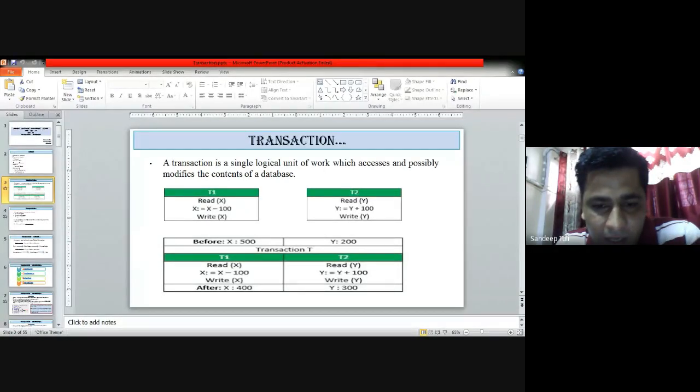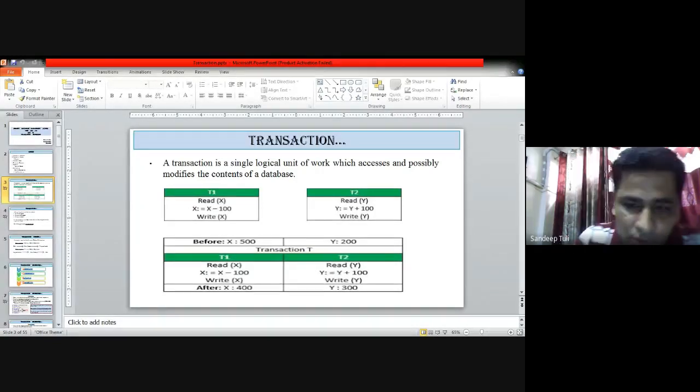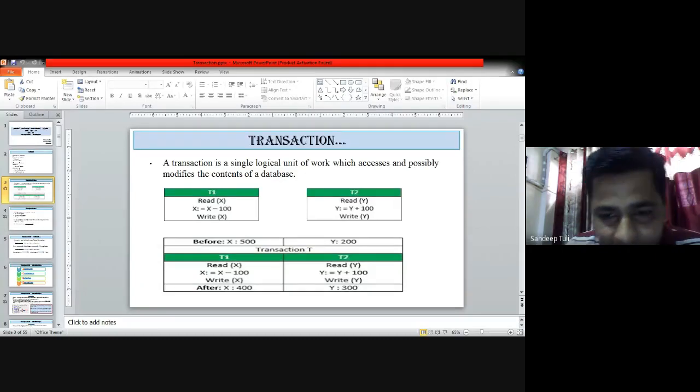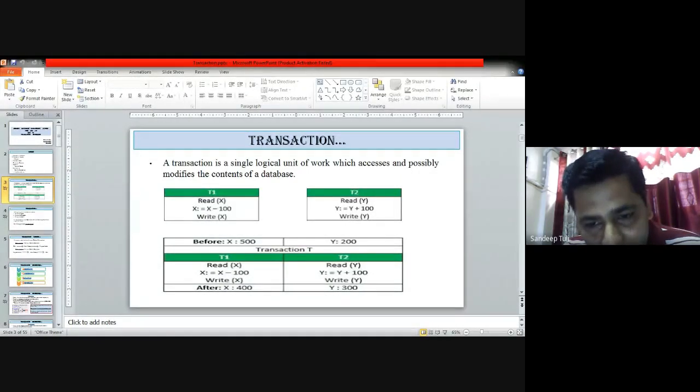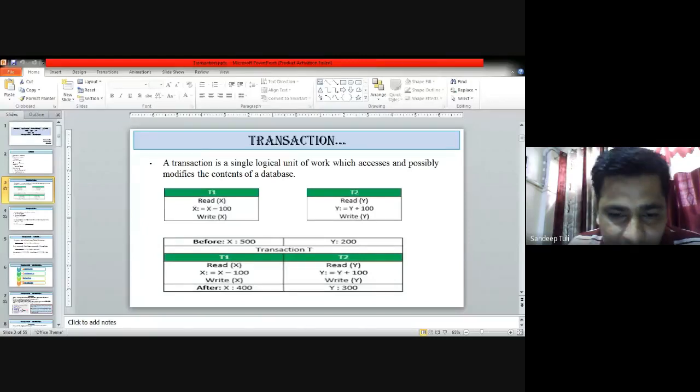Listen carefully. Transaction T1 is reading the value of X and then updating it, and transaction T2 is reading the value of Y and then updating the value of Y. Assume that T1 executes first and then T2 executes, and the combination of T1 and T2 is considered a whole transaction, called transaction T. So initially, if the values of X and Y are 500 and 200 respectively, the values of X and Y after the completion of the transaction, in which T1 executes first and then T2, will be 400 and 300. Is it okay to you all?